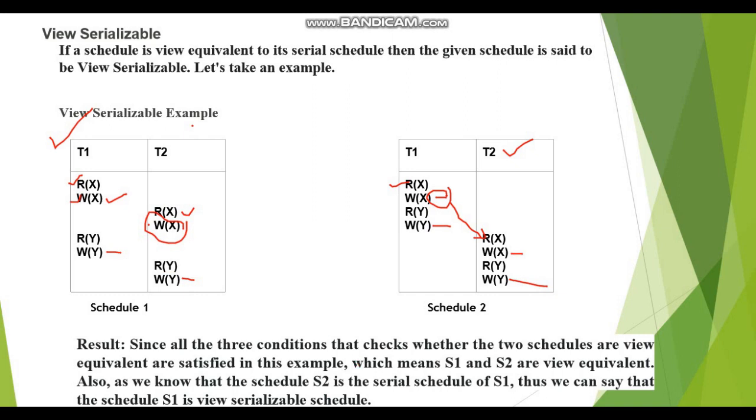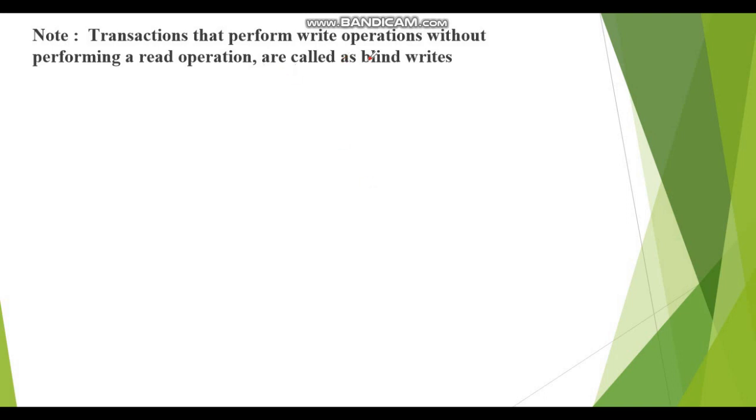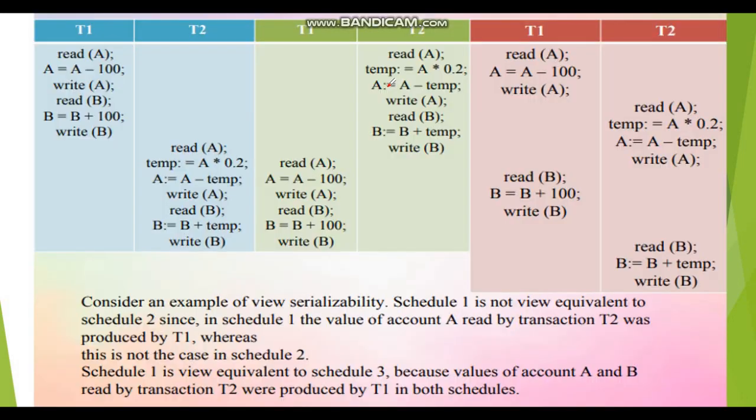Next. Transactions that perform a write operation without performing a read operation are called blind writes. Now here you can see this is again an example: this is schedule 1, this is schedule 2 and this is schedule 3. Consider an example of view serializability. Schedule 1 is not view equivalent to schedule 2, since in schedule 1 the value of account A read by transaction T2 was produced by T1, whereas this is not the case in schedule 2.